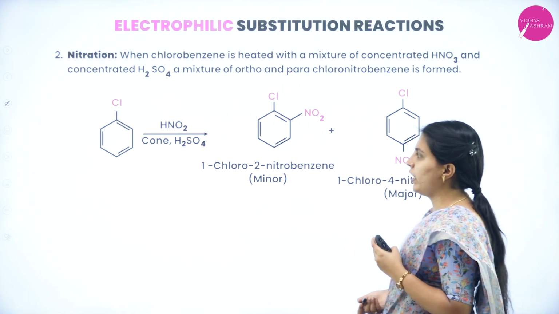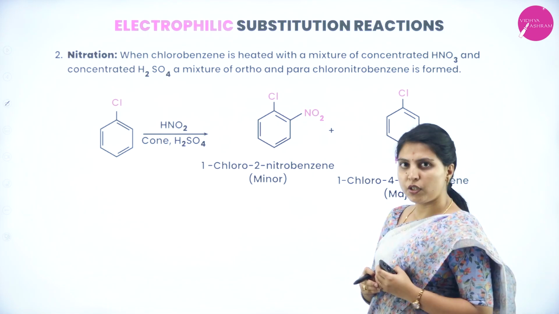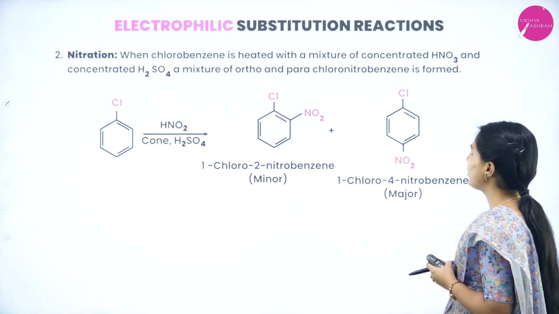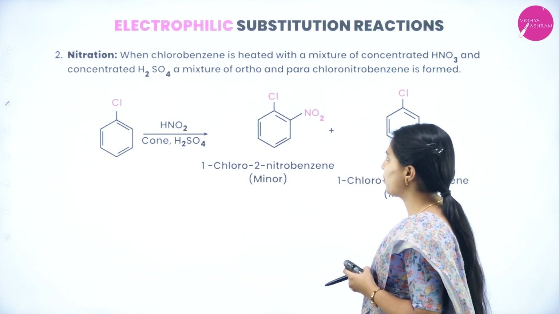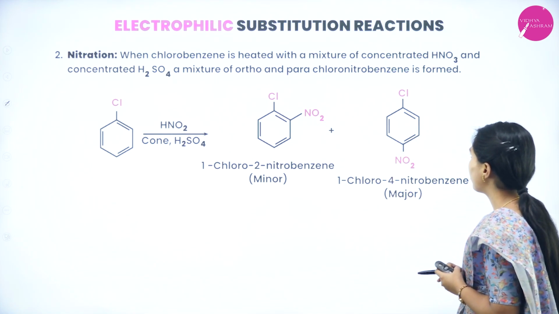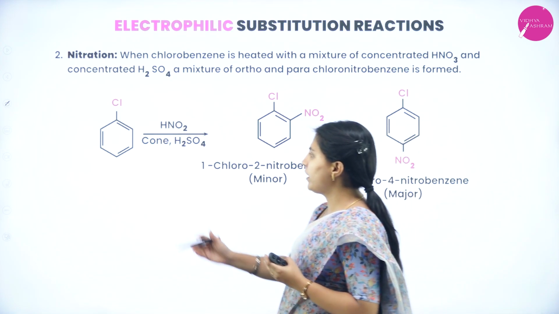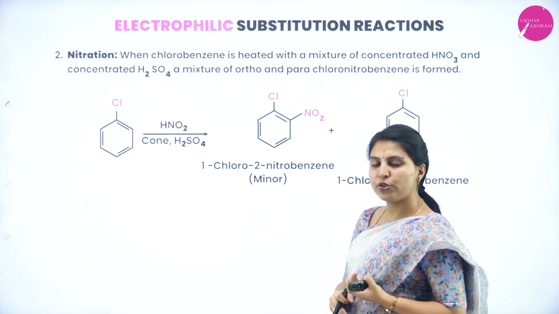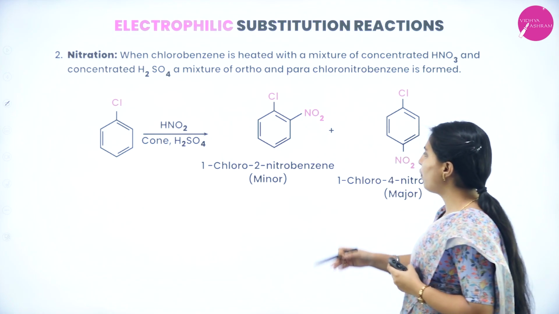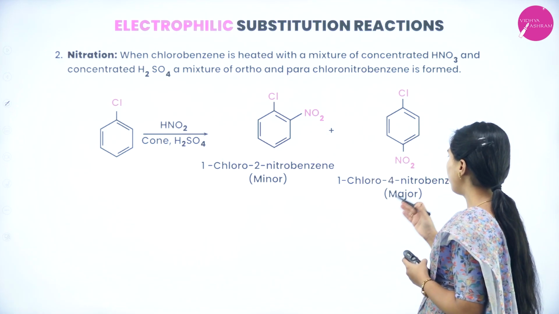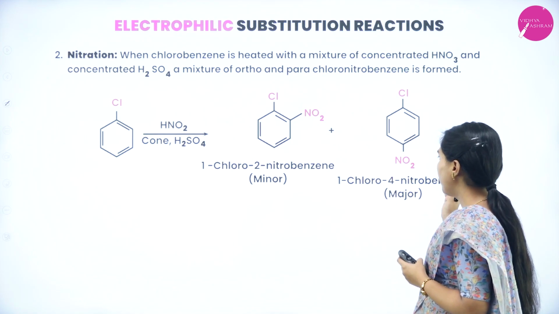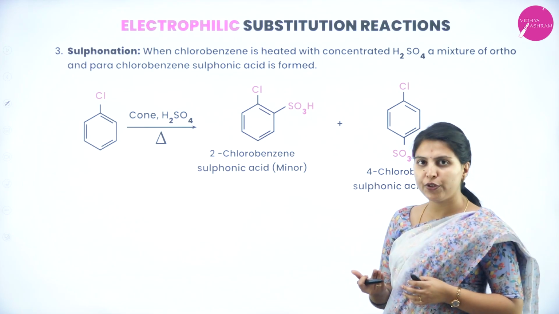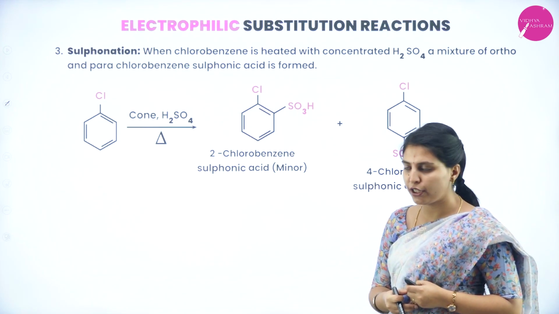Next, nitration. Nitration means a nitrating mixture is needed, that is concentrated H2SO4 plus HNO3. When chlorobenzene is heated with a mixture of concentrated HNO3 and concentrated H2SO4, a mixture of ortho and para chloronitrobenzene is formed. Same here, reactant chlorobenzene treated with nitrating mixture. It will form 1-chloro-2-nitrobenzene and 1-chloro-4-nitrobenzene. But the major product is 1,4.